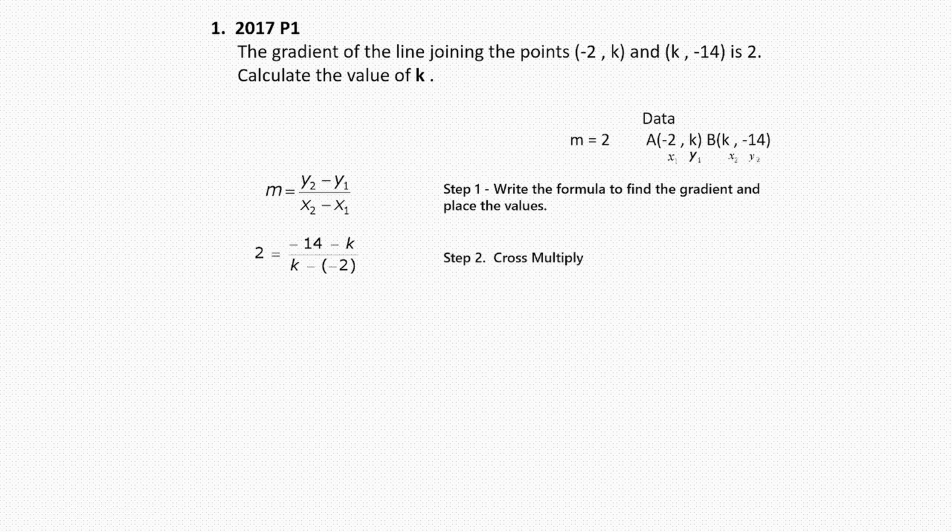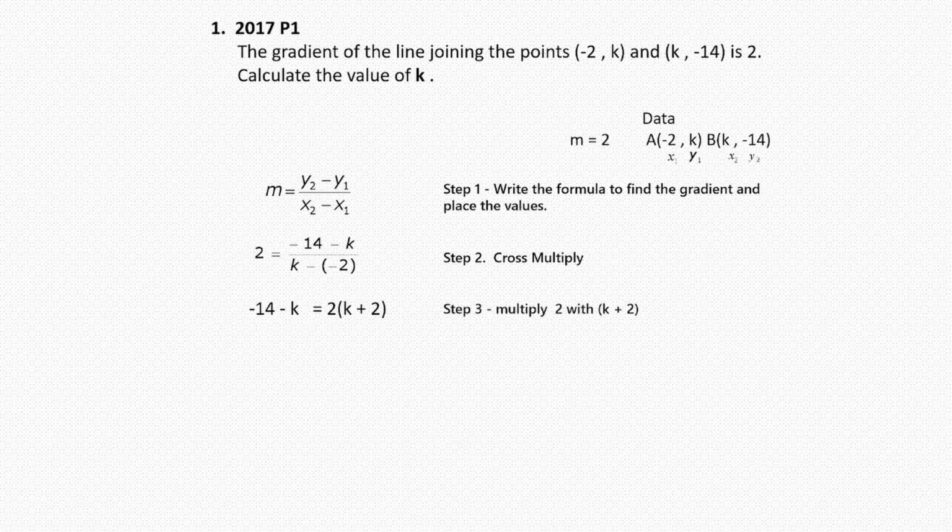So the next step is to cross multiply. Alright, so at the bottom here, remember, negative times negative is positive. So the bottom here will become k plus 2. So when you cross multiply, this will be k plus 2. So that's the next step. So we bring them down here. -14 minus k is equals to 2 into k plus 2.